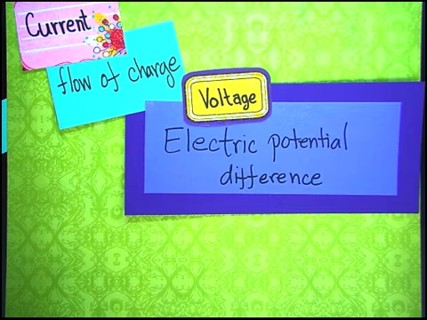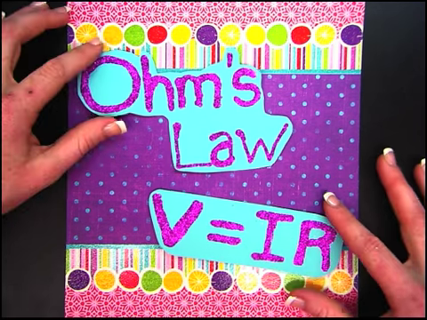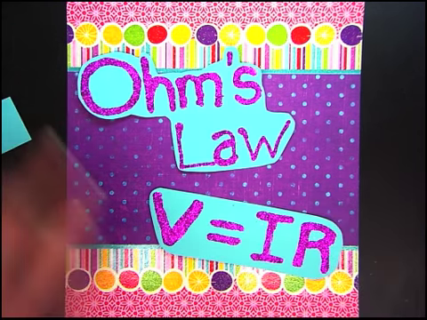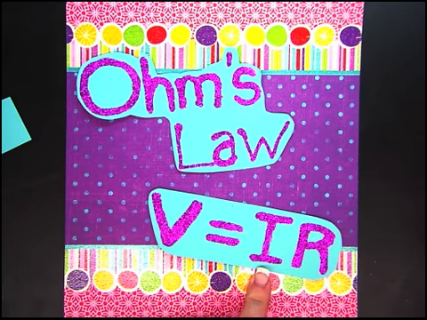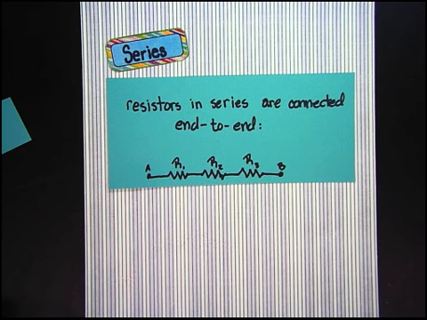So current, voltage, and resistance all come together with Ohm's law. What Ohm's law is saying is that the voltage drop across a resistor is equal to the current flowing through the resistor times the resistance of the resistor itself. Now to see Ohm's law in its ninja form.